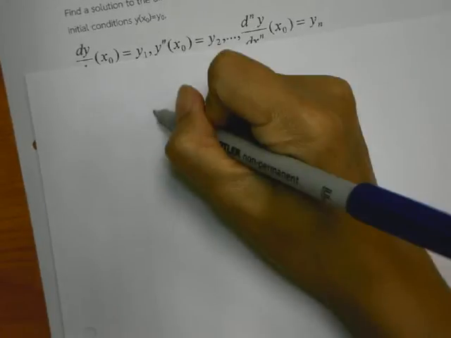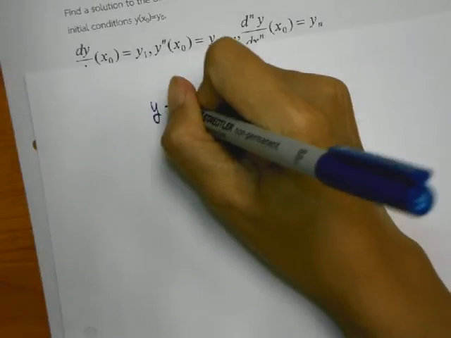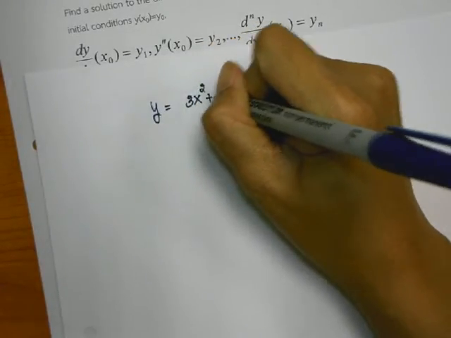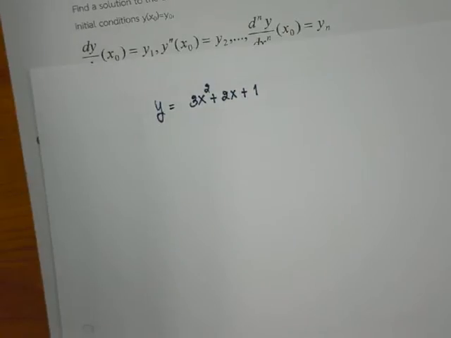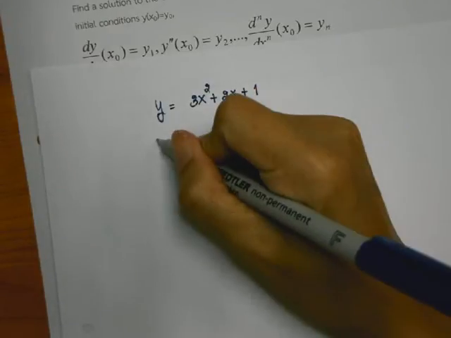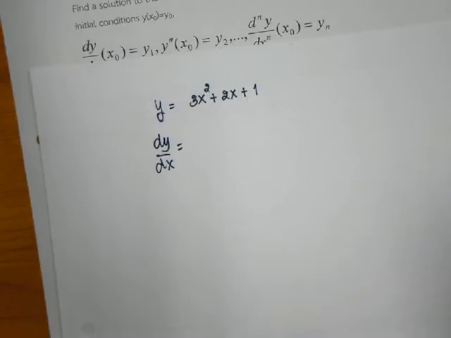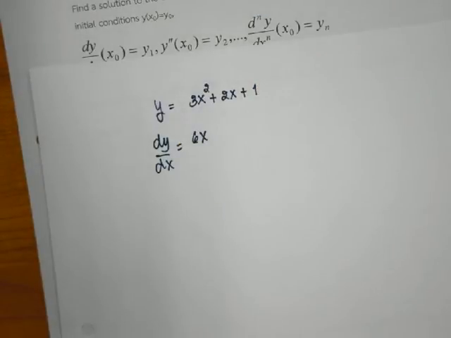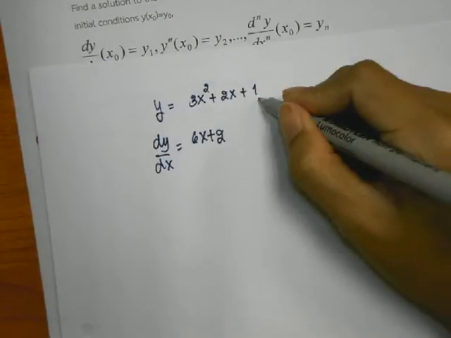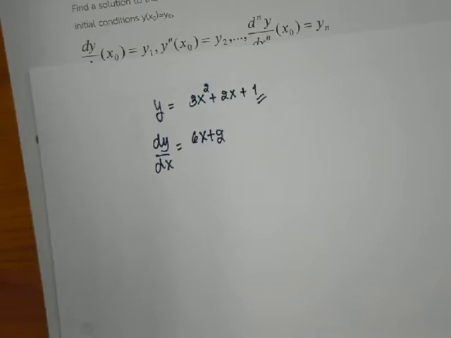y equal to 3x squared plus 2x plus 1. When you do some differential of this y with respect to x, what do you get? 6x plus 3. What about this one? When you do the differential, it would end up with 0.